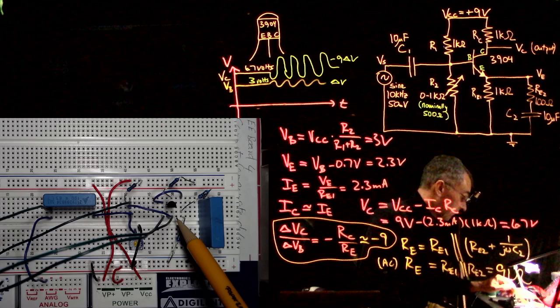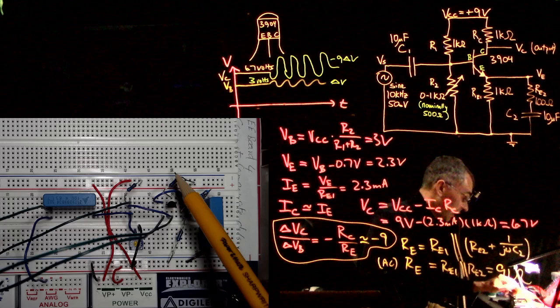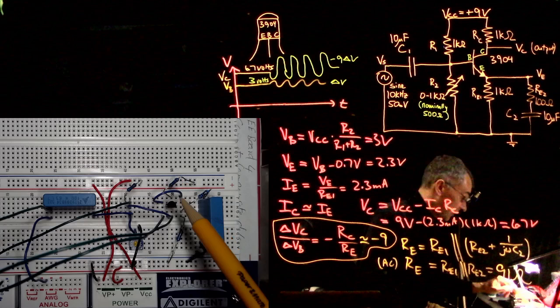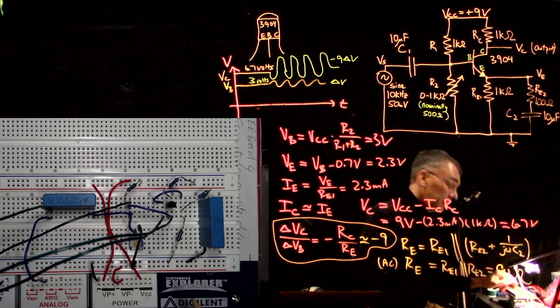And then here's the collector. So I have this 1K resistor from the collector up to plus 9 volts. So there's my collector resistor.